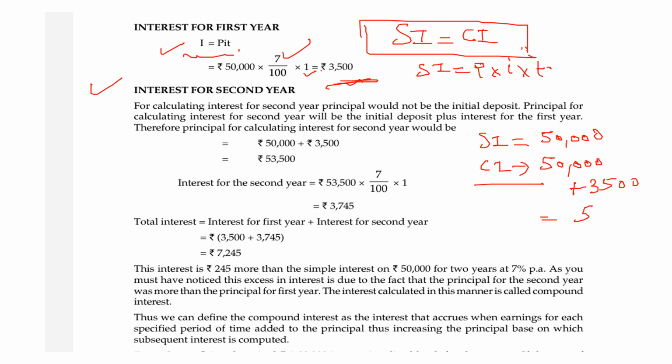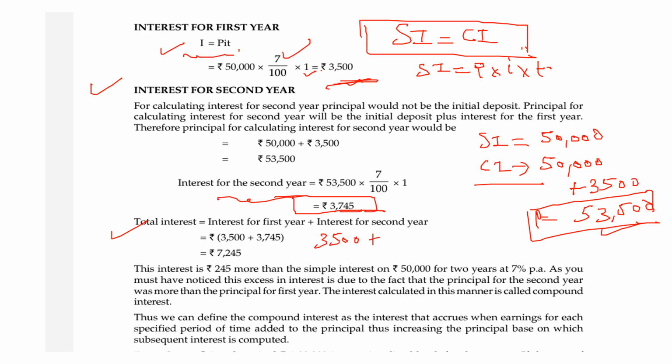So 53,500 is now the new principal. So we will get interest on this principal. So on calculation, interest for the second year is 3,745. So now total interest for first year 3,500 and interest for second year 3,745. So overall compound interest for 2 years is 7,245. So this interest is 245 more than the simple interest.